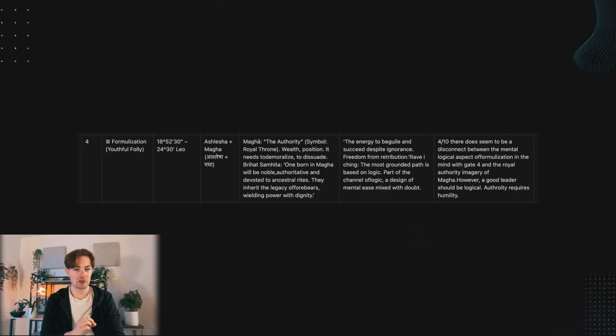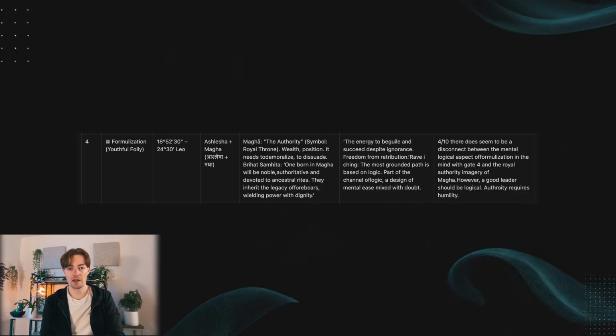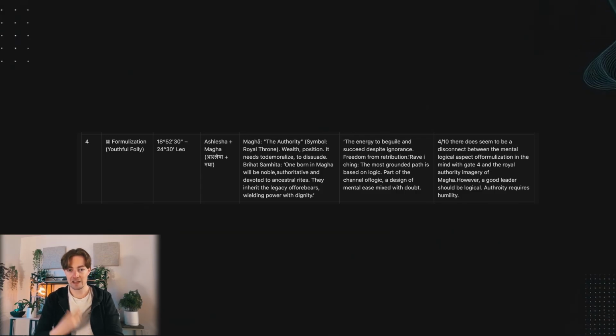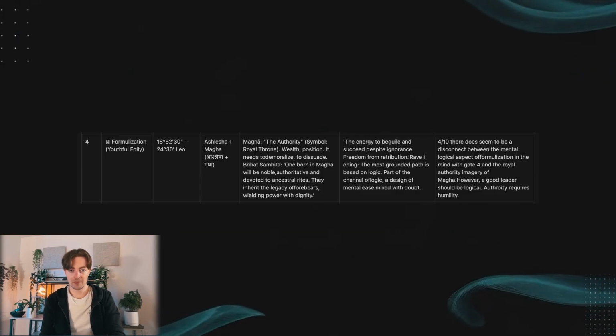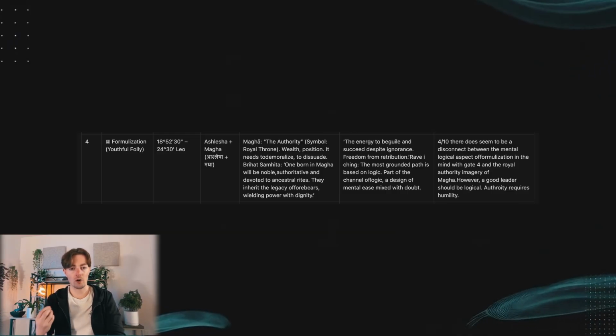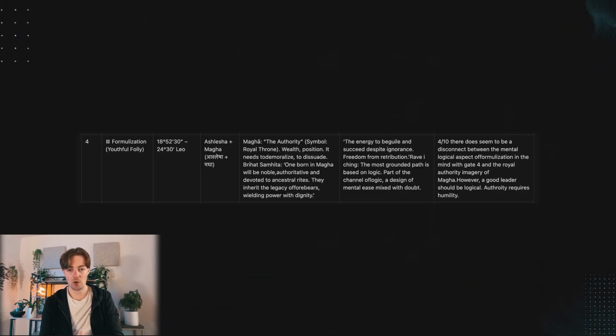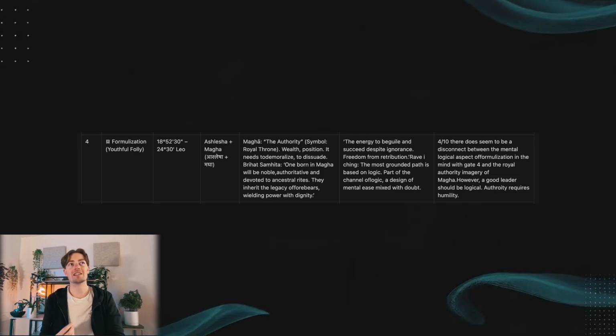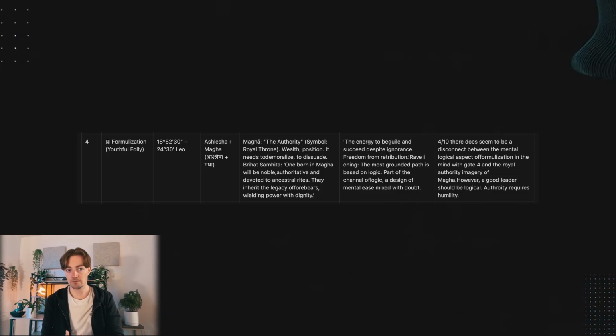Gate 4, formalization, youthful folly. Goes from 18 degrees to 24 degrees of Leo. It crosses the Ashlesha and Magha nakshatra. So Magha is the authority, it's the throne, it's the wealth, the king, the royal leader, royalty. From the Brihat Samhita, one born in Magha will be noble, authoritative, and devoted to ancestral rights. They inherit the legacy of forebearers, wielding power with dignity. So it's very much about royal lineage, authority, regalness, being the king.